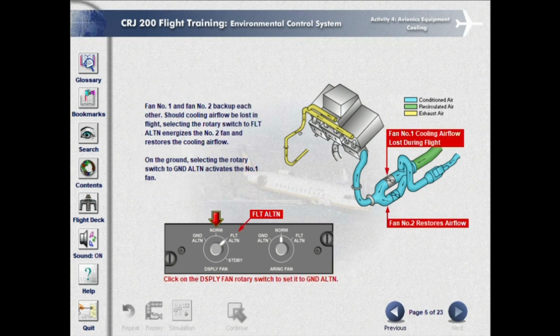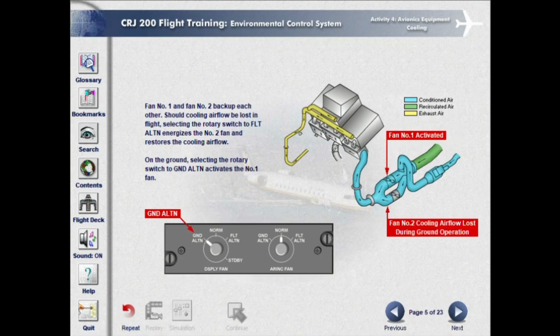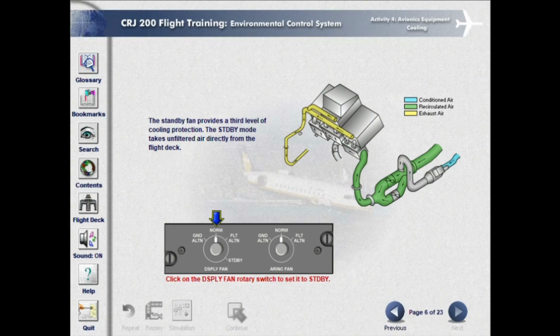Fan number 1 and fan number 2 back up each other. Should cooling airflow be lost in flight, selecting the rotary switch to Flight Alternate energizes the number 2 fan and restores the cooling airflow. On the ground, selecting the rotary switch to Ground Alternate activates the number 1 fan. The standby fan provides a third level of cooling protection. The standby mode takes unfiltered air directly from the flight deck.